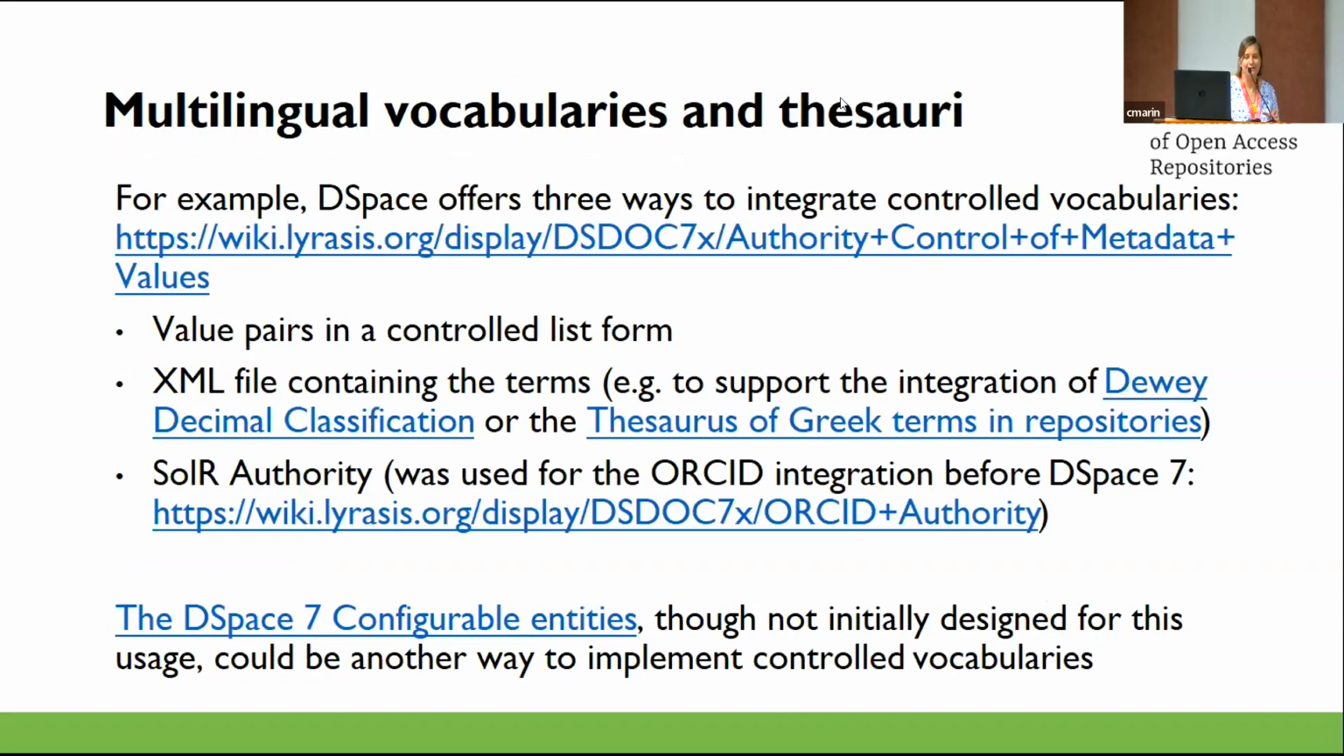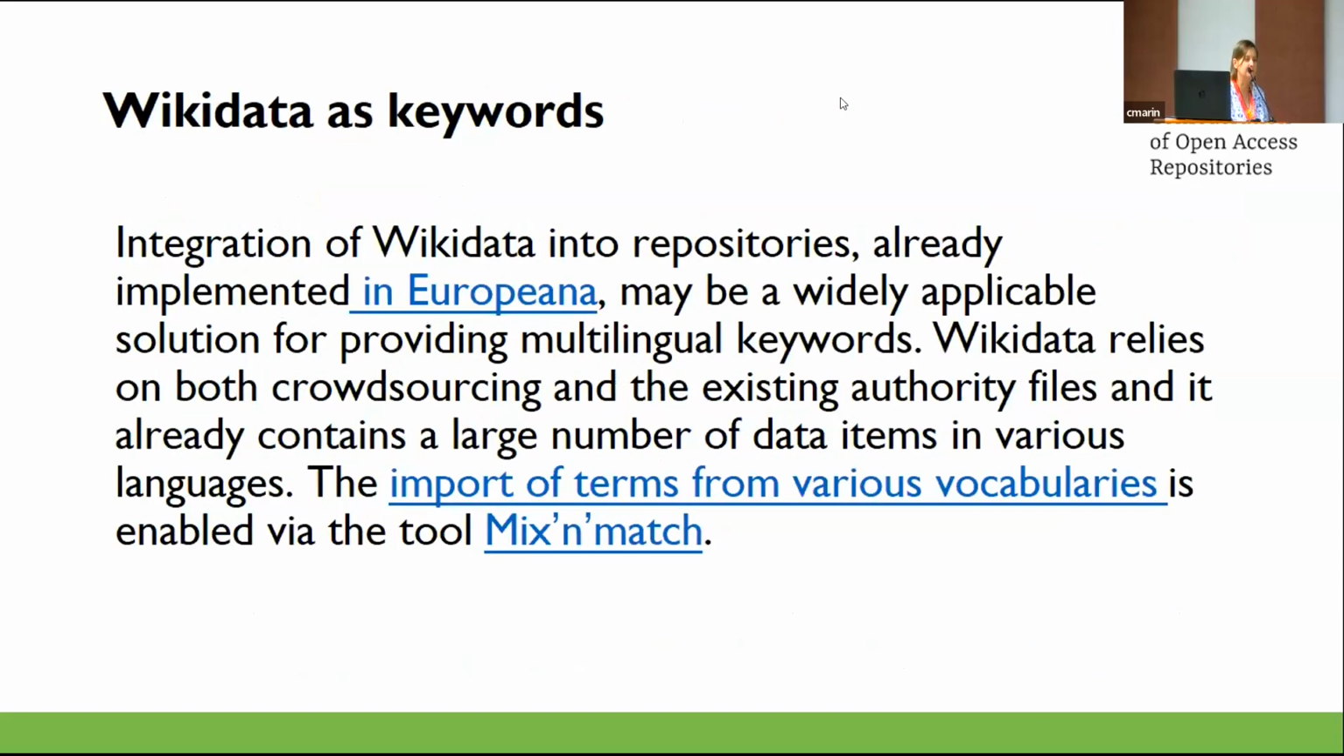And it's just an example that we don't only have recommendations and descriptions, we also have specific implementation guidance on how that could be done. So for example, how multilingual vocabularies and thesauri could be enabled in DSpace. And we also suggest that DSpace 7 configurable entities could be used as a way to implement controlled vocabularies in the repository. Yeah, and about Wikidata as keywords, we refer to existing examples. For example, in Europe, there is the Europeana portal that already implemented Wikidata in its services.